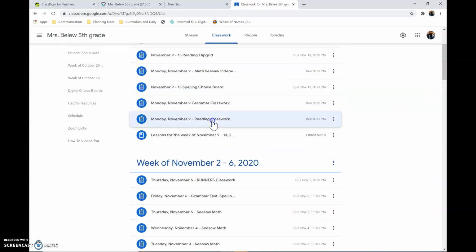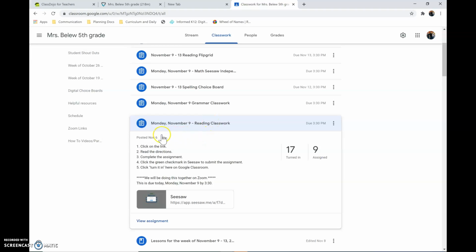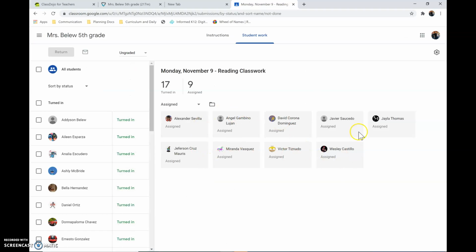So we did this one in class today, and if you open it, it has the date that it's due and the time. It also has very specific directions. Melanie did turn this one in. This is one we just did in class for classwork.